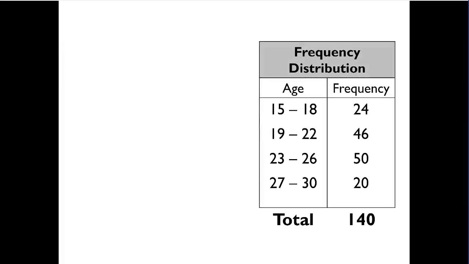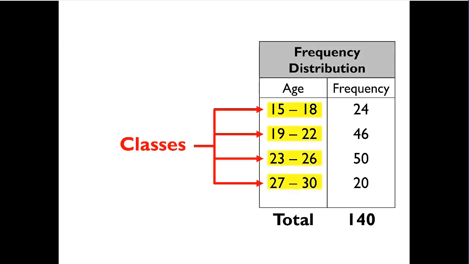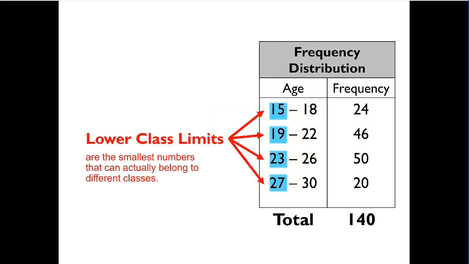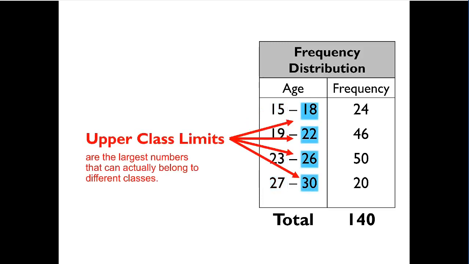All right, so same table. The first thing you need to know is that the groups that we've broken them up into, we refer to as classes. So in this frequency distribution, there are 4 classes. The lower numbers in each class we refer to as the lower class limits. They are the smallest numbers that can actually belong to different classes. And the largest number in each class is referred to as the upper class limit.